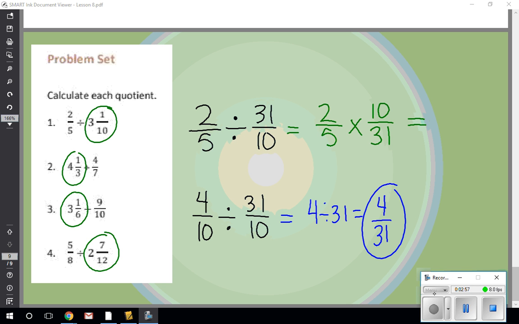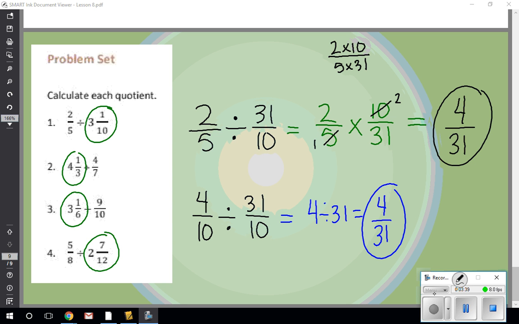So we've been working in class and talking about ways to see if you can simplify before you multiply. And as long as you're simplifying a numerator with a denominator, it doesn't matter if it's in a different fraction, because I can rewrite this as 2 times 10 in my numerator and 5 times 31 in my denominator. When I look at it that way, I can see that my 5 and 10 can both be divided by 5. So 5 divided by 5 is 1, 10 divided by 5 is 2. So now when I multiply that out, my numerators are 2 times 2, which is 4, and 1 times 31, which is 31. And my answer is 4 over 31.